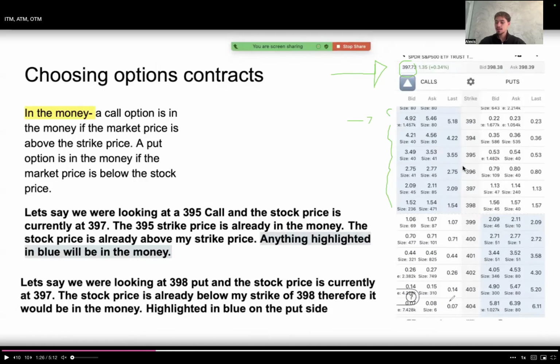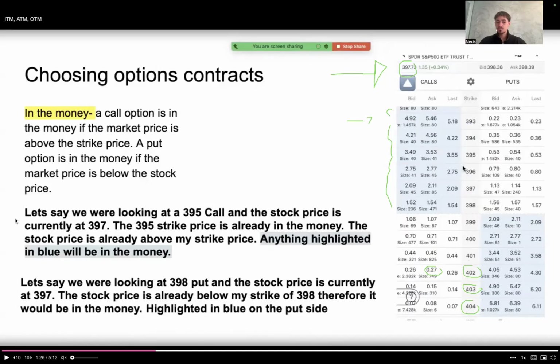You see how all these are not highlighted in blue? It's because we haven't passed them yet. We haven't been to 402 just yet. Let's say we do choose a 402 call. And what happens if it does get to 402? That is one of the best things that could happen to you as an options trader when you're out of the money ends up going in the money.